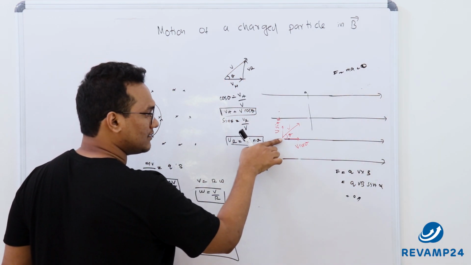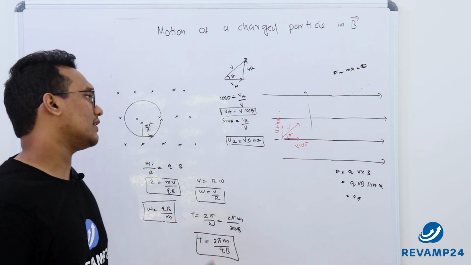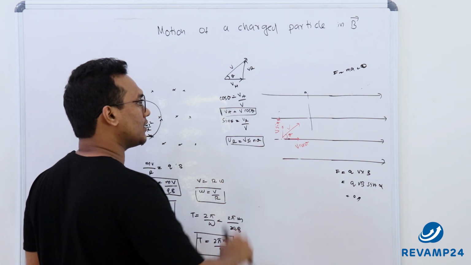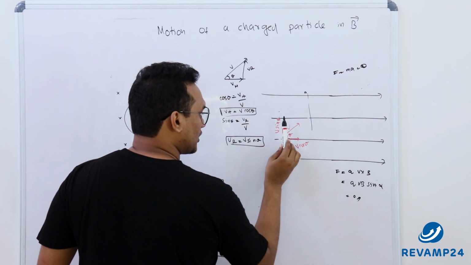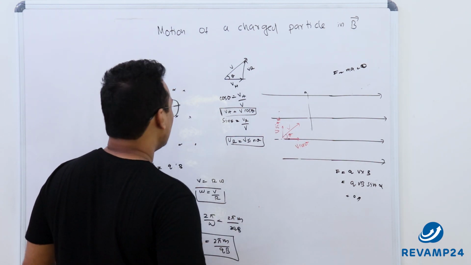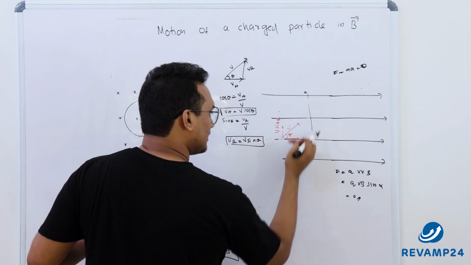So if acceleration is 0, it means V cos theta will be unaffected. The value of V cos theta will not change. Now what will happen to V sin theta? V sin theta is perpendicular to this one, so that is this case. V sin theta will have a circular motion.